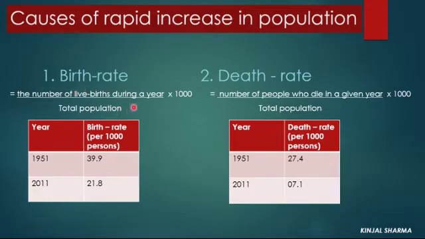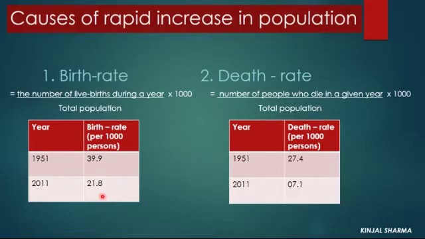Birth rate is not shown in percentage form, but per 1000 persons. That is, for every 1000 people, how much addition is taking place is shown. Now, here a comparison is shown between 1951 and 2011. In 1951, the birth rate per 1000 persons was 39.9, and in 2011 it was 21.8.